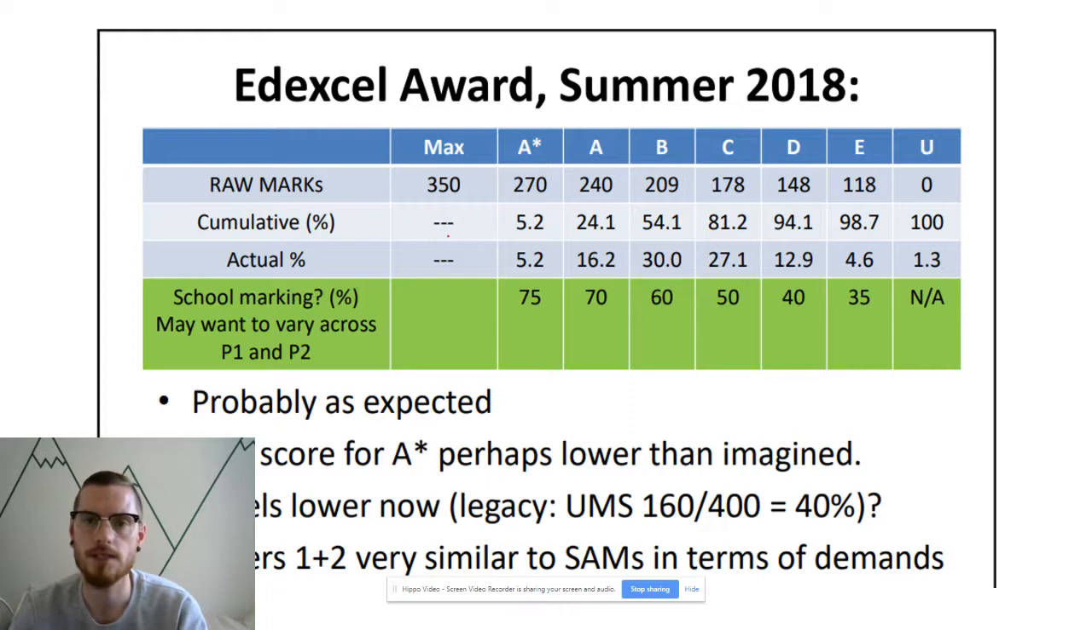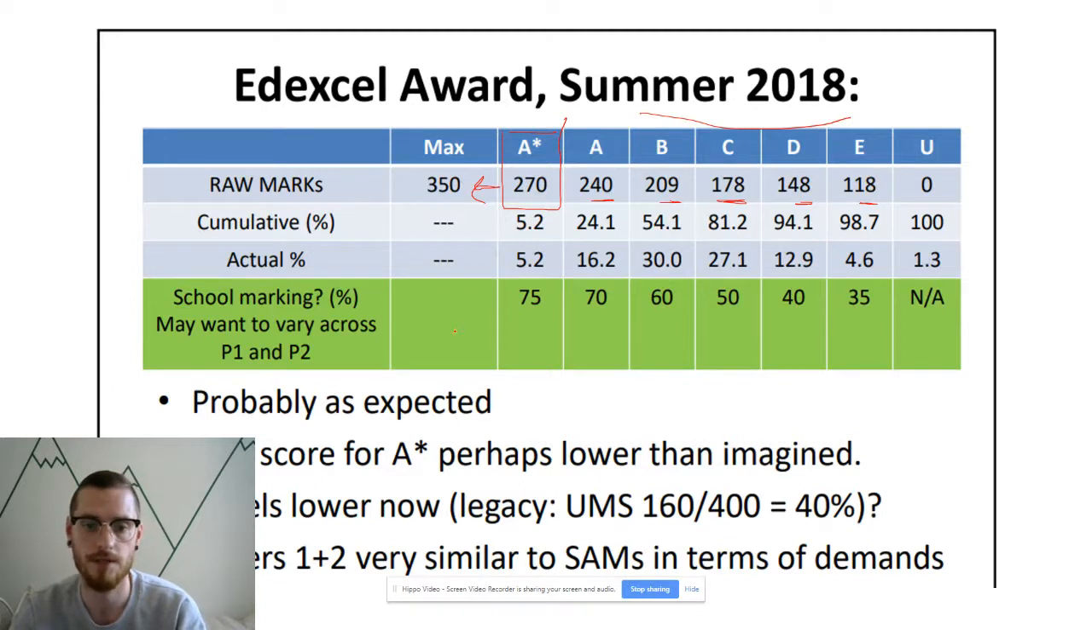Okay, moving on then. So this is the summer exams, June exams in 2018, and you may want to pause it here so you can look at the raw marks breakdown for the grade boundaries. Aiming for an A star, you're looking at 270 marks out of 350. 240 for an A, 209 for a B, 178 for a C, 148 for a D, and 118 for an E.